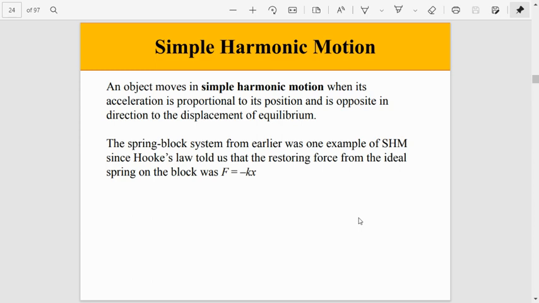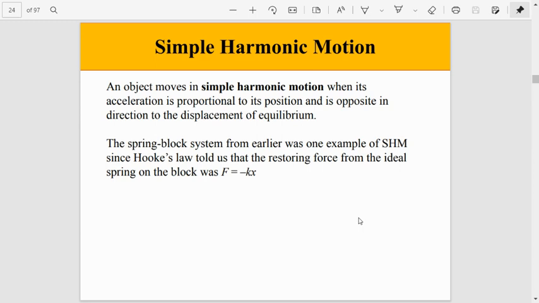We are going to begin by formally defining simple harmonic motion, which we have already been talking about for the earlier recordings. For an object to be moving in simple harmonic motion, it simply means that its acceleration is proportional to its position, and also that the acceleration is opposite in direction from the displacement of equilibrium.